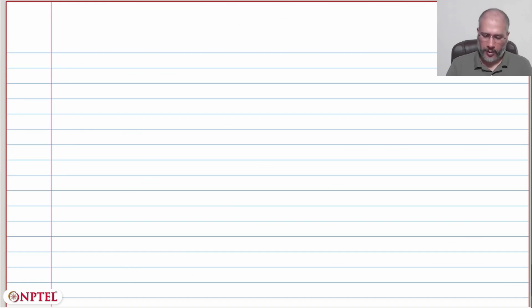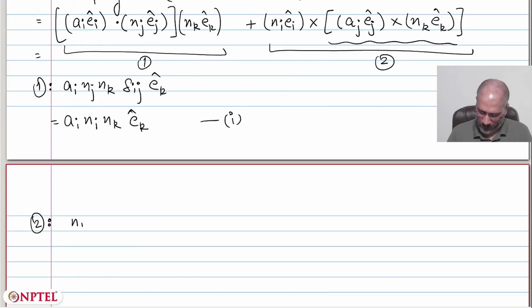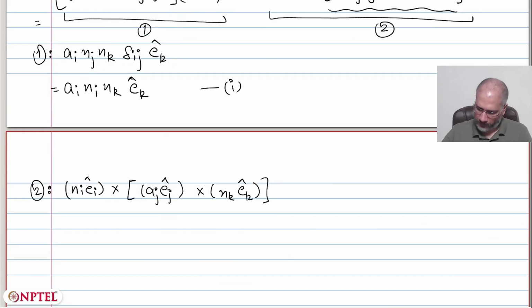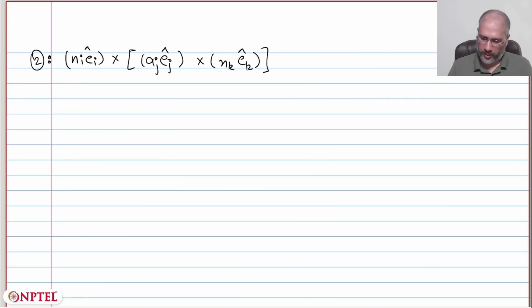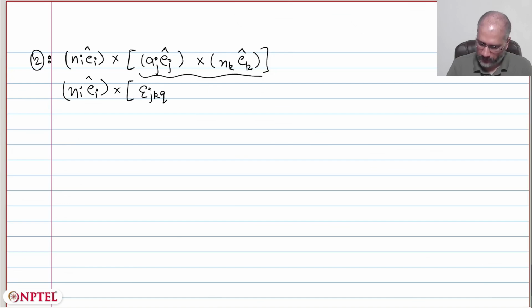So let's move on to the second term now. The second term is n_i e_i dotted with a_j e_j cross n_k e_k. So we'll go step by step. The n_i e_i we'll touch later. First, let's expand this. So e_j cross e_k will become epsilon_jkq e_q, and a_j and n_k are simply scalar components.